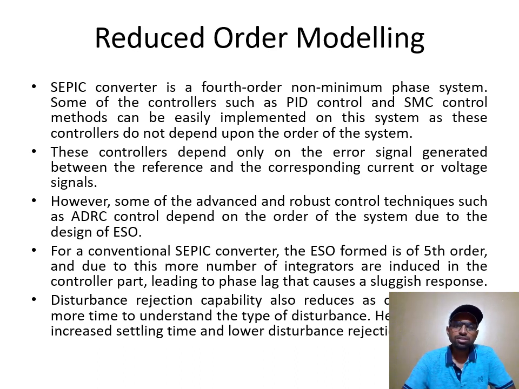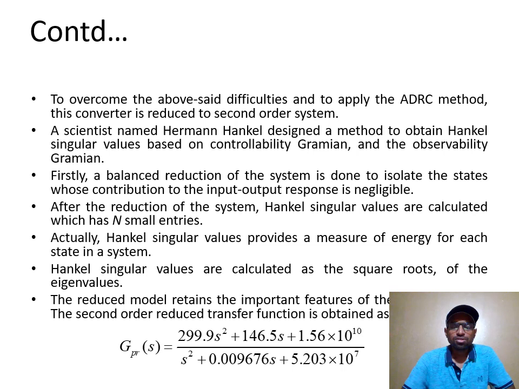Due to this, the disturbance rejection capability also reduced, as the controller took more time to understand the type of disturbance. Hence, we can see that increased settling time and lower disturbance rejection capability were observed. So the order of the converter was reduced by a method called the balanced truncation method.